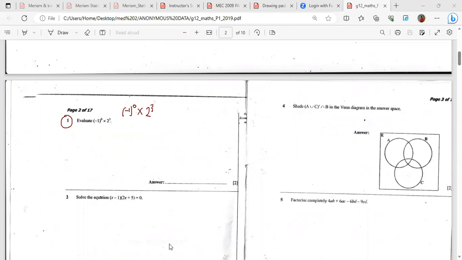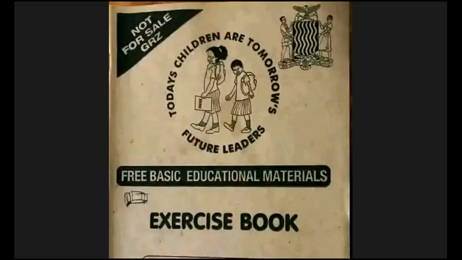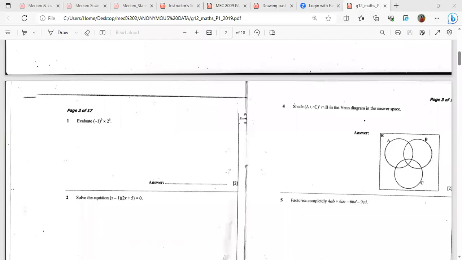So in this case, since we have (-1) in brackets to the power 0 times 2 to the power 3, we said anything to the power 0 is 1. But this one, everything is in the bracket. So we are going to have 1 times 2 times 2 times 2, which will just give us 8.